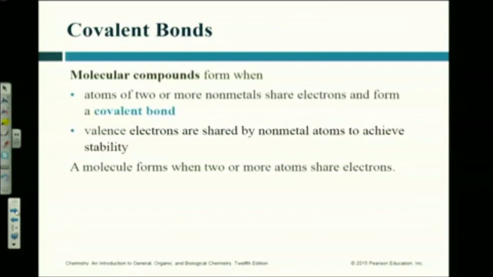How many do they share? They share enough so that they still achieve an octet. Just like ionic compounds were formed so that they had a full octet, right? They either gained or lost electrons so that they had a full valence shell.